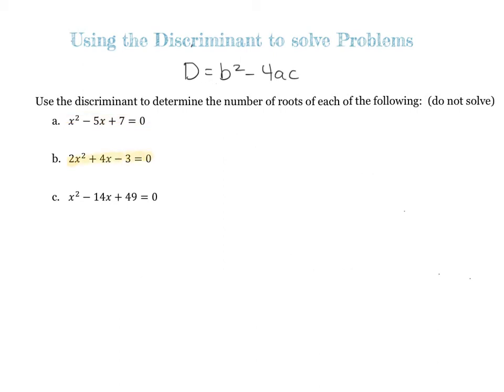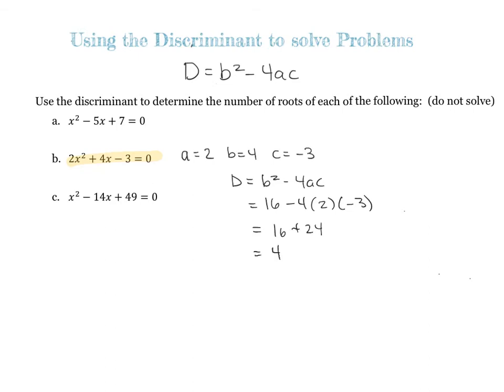Let's look at the second example. In this case, a equals 2, b equals 4, and c equals -3. Our discriminant is still b squared minus 4ac, which equals 4 squared minus 4 times 2 times -3, which is 16 plus 24, which equals 40. So in this case, our discriminant is greater than 0. So now we know that we have two distinct real roots.